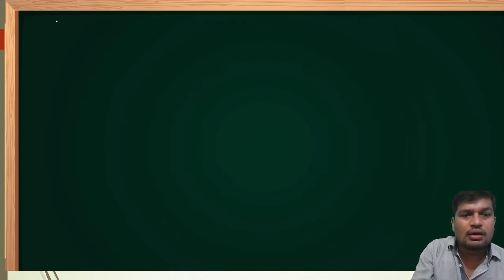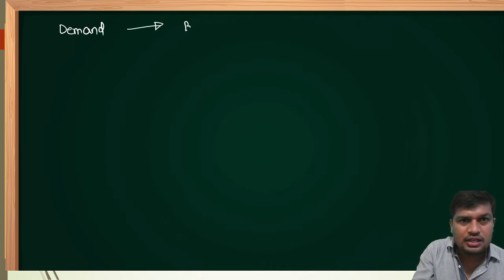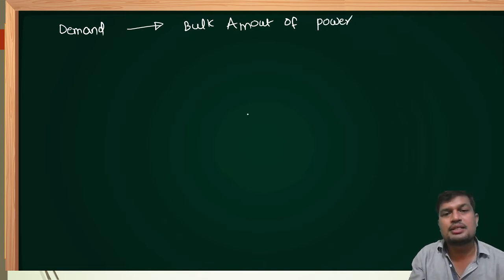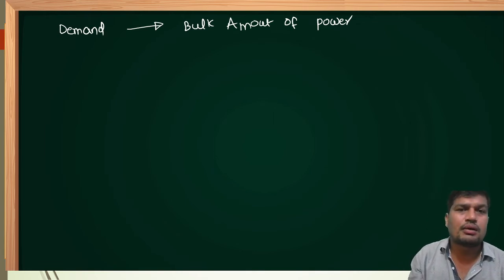India has the largest number of consumers. Reason: population is heavy. You know what is the reason why population is more? As population is more, number of consumers is also more. Automatically, demand for power is also more. When demand for power is more, accordingly we need to generate bulk amounts of power. This is the most important point. Bulk amounts of power we need to generate always. Reason, demand is more from the consumers. As consumers are more, demand is more, obviously we need to generate bulk amounts of power.